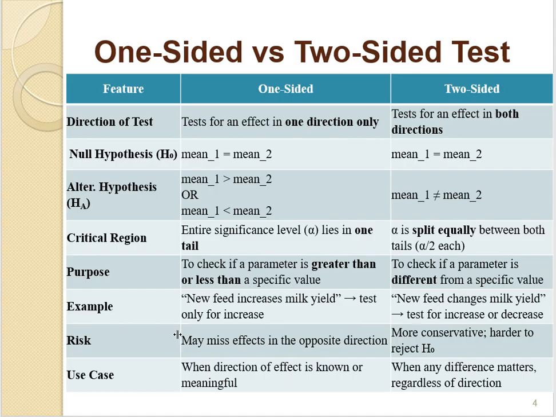In case of one-sided, there is a risk we may miss effects in the opposite direction, while two-sided test is more conservative, harder to reject H naught. And why do we use one-sided? When the direction of effect is known or meaningful, we already know that this is the direction. But if we are not sure, then we should go for two-sided test, when any difference matters regardless of direction.